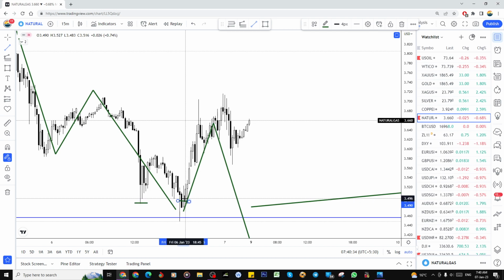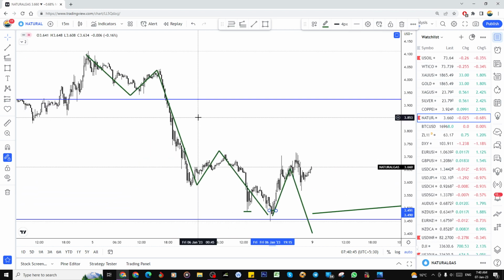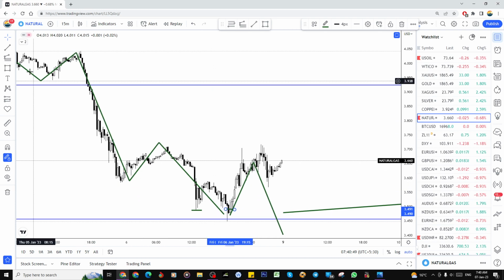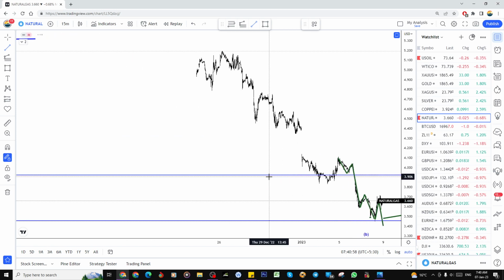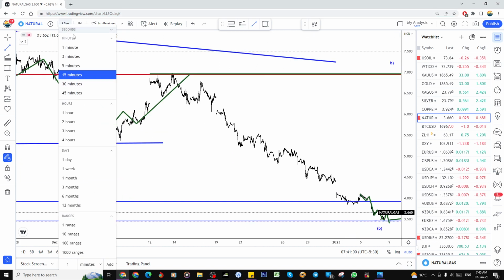Somewhere around 3.5 or 3.475 I entered, but later onwards it broke the previous low and immediately bounced. I informed everything in that group. So did I book the profits or not, that is the one question. But the target I'm expecting, I will explain to you.